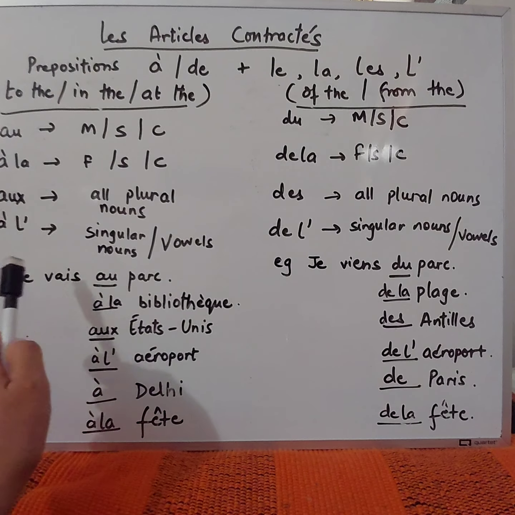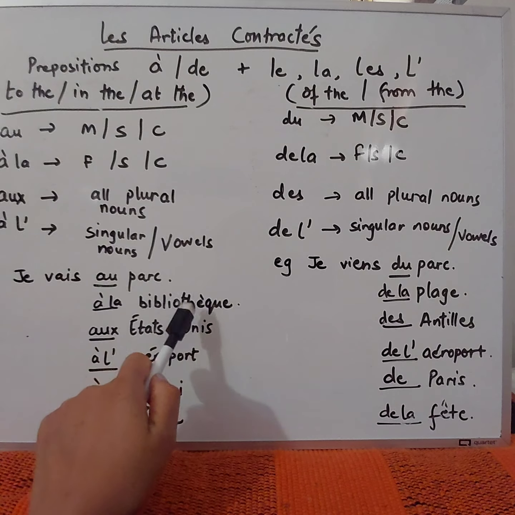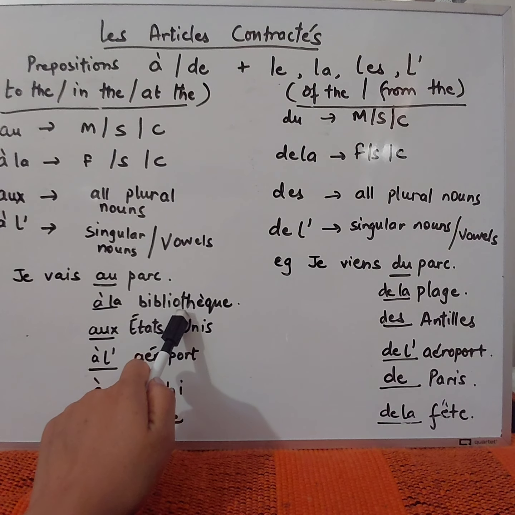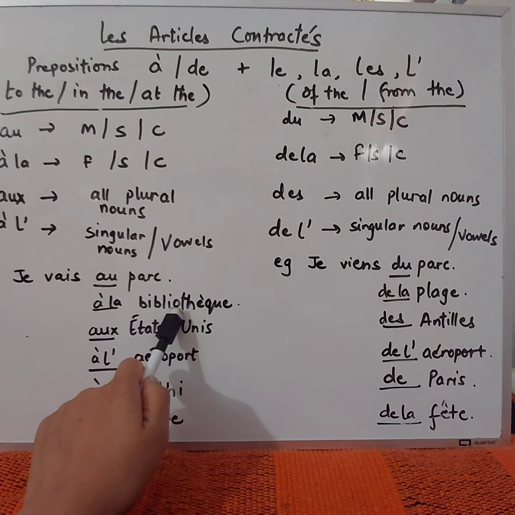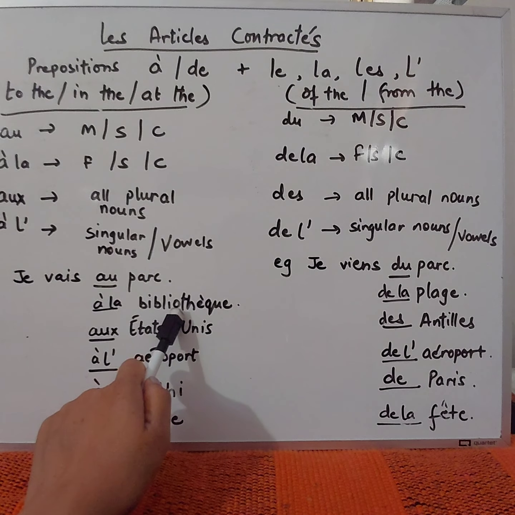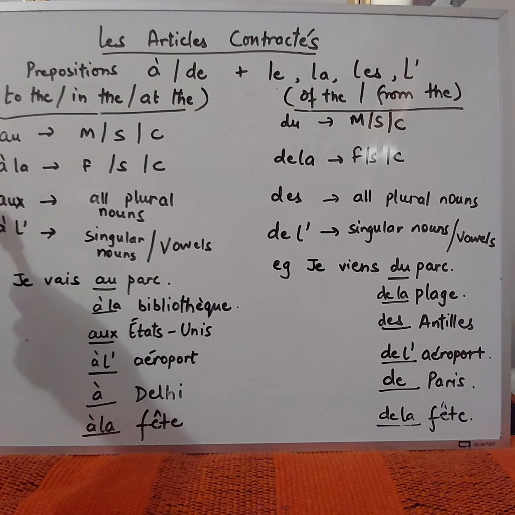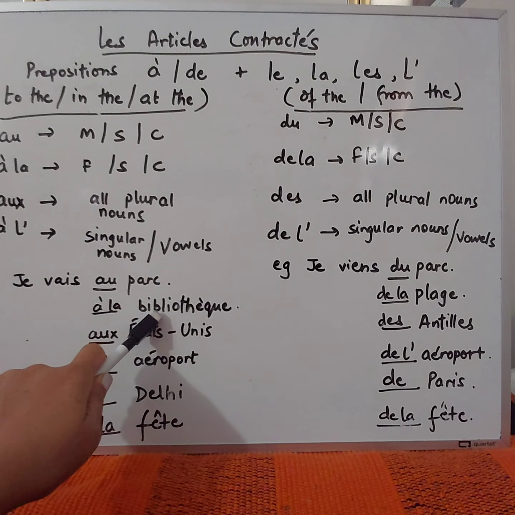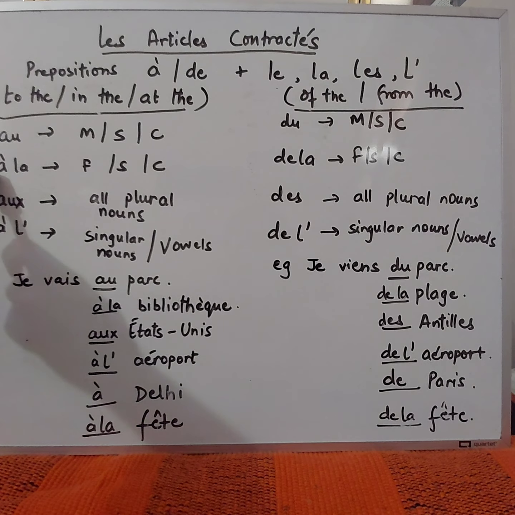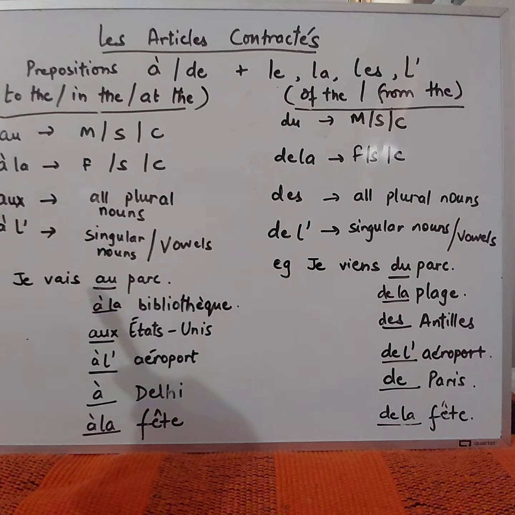Similarly, let's say I have to say I go to the library. Now in French, library is called la bibliothèque. La bibliothèque. Now since I have to say to the library, for to the, I choose the article from this category, right? And since bibliothèque is a feminine singular noun, I take à la before it, right?